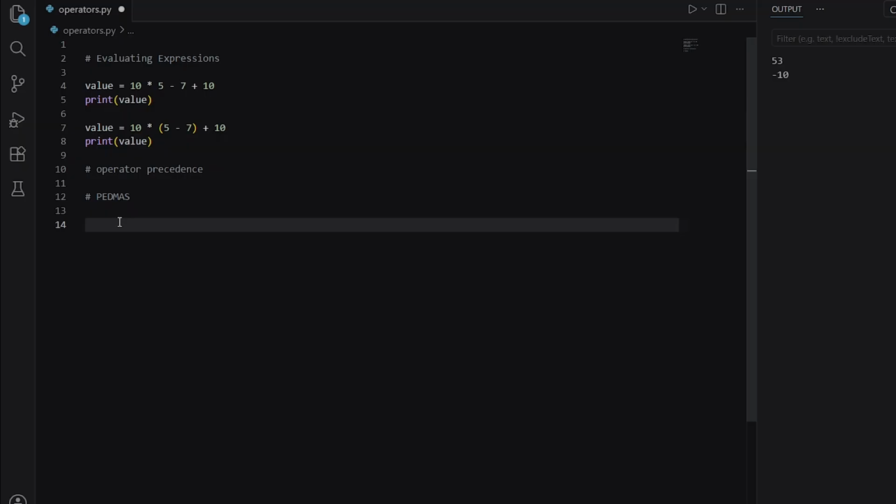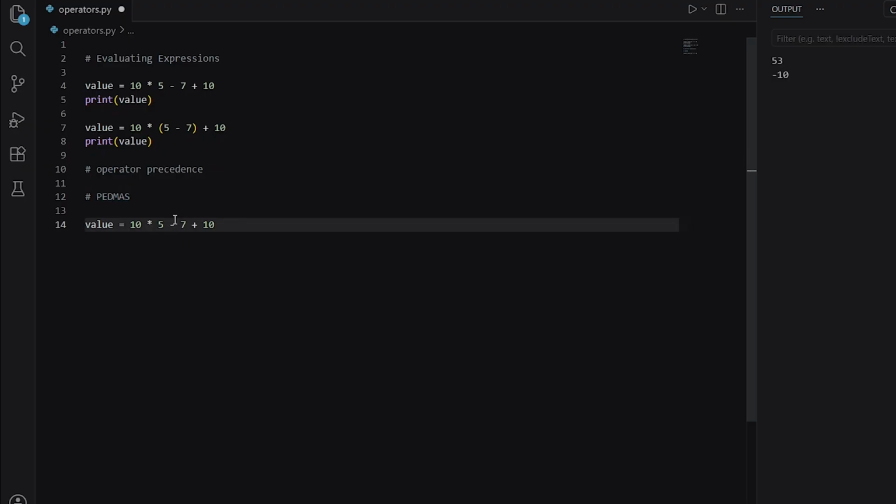So if we have this expression, value is equal to this, because we have multiplication here, multiplication is going to be evaluated before subtraction. In line with the PEDMAS, if we have parentheses, terms in parentheses are going to be evaluated first, followed by exponentiation, followed by division, multiplication, then addition and subtraction.